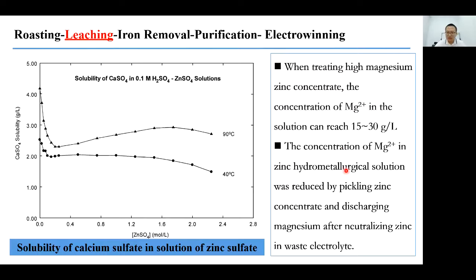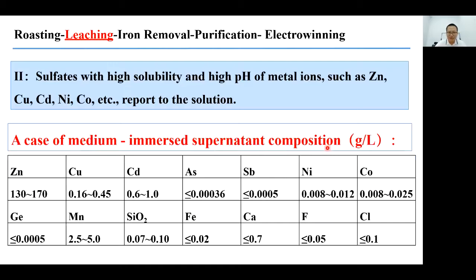So the magnesium was reduced by zinc concentrate or discharge method after neutralizing zinc in the waste electrolyte. So magnesium is removed. So this is the first group: lead, magnesium, and calcium. And the second group of elements are zinc, copper, cadmium, nickel, cobalt. And we have the knowledge that all of them are target valuable elements.